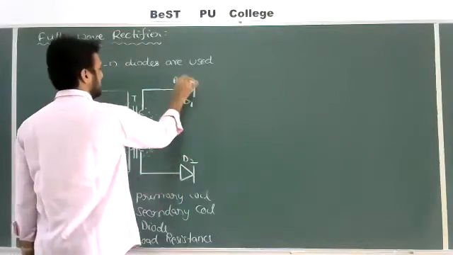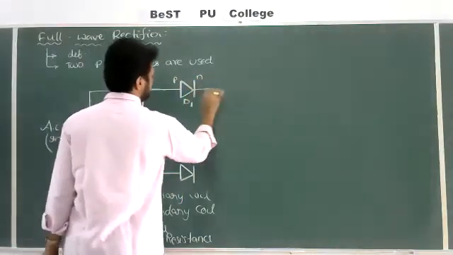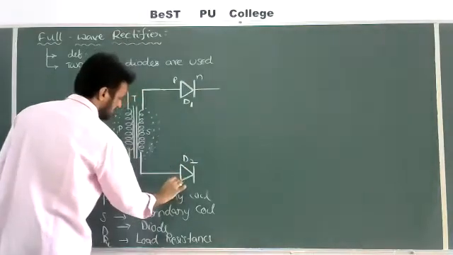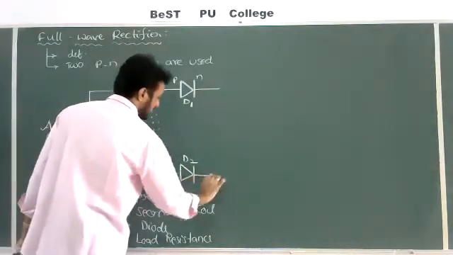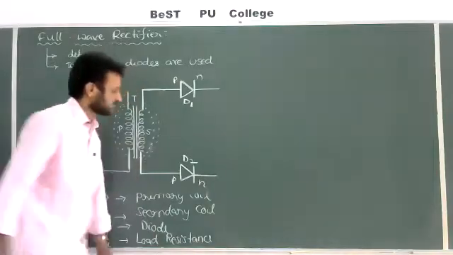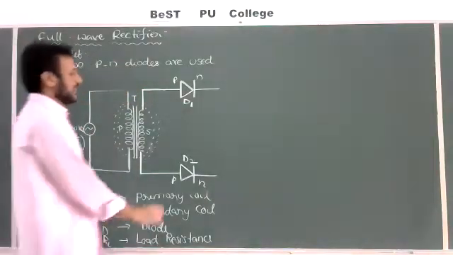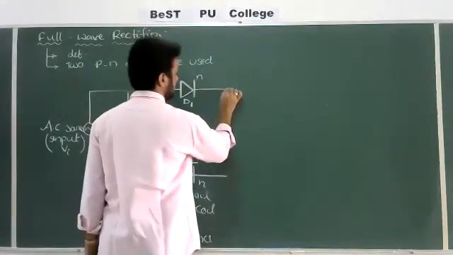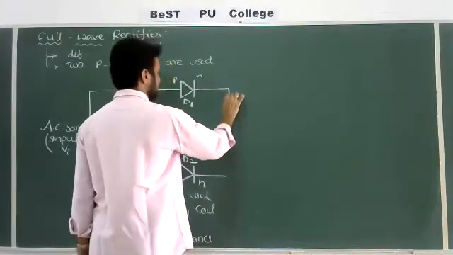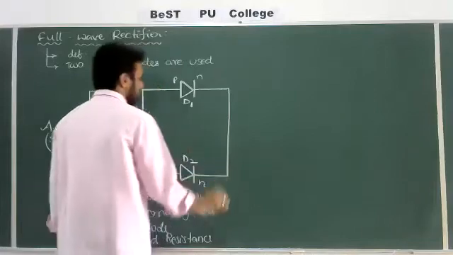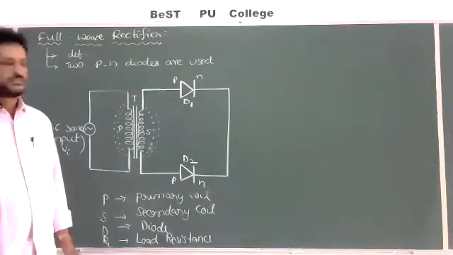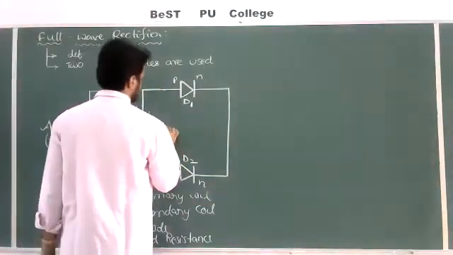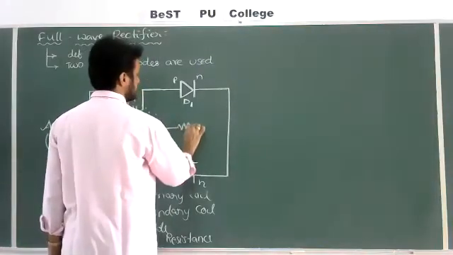On the left side P type, right side N type. Here also P type semiconductor and N type semiconductor. Both N type semiconductors of the diodes are connected like this. Both will be connected to each other, and both connected to one load resistance. I'll connect one load resistance here.